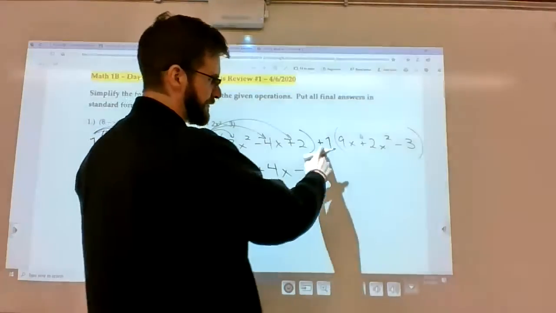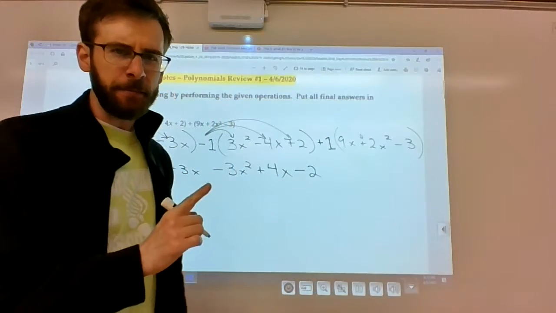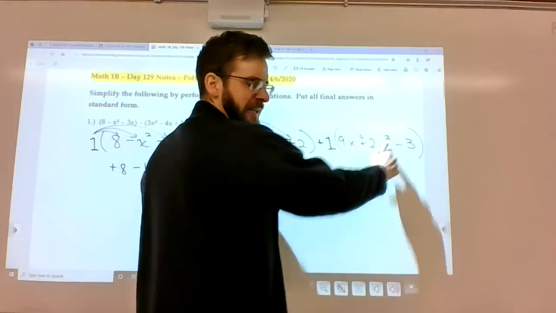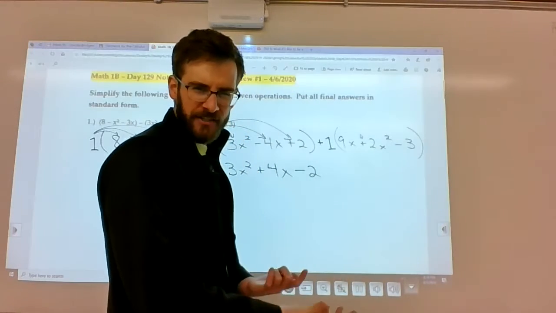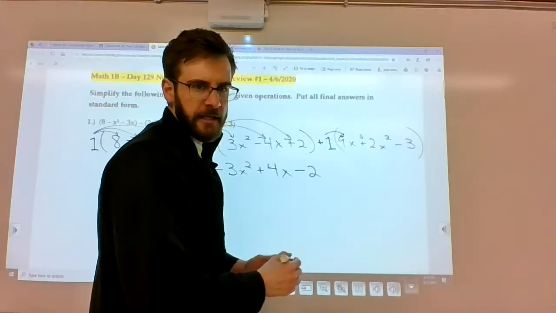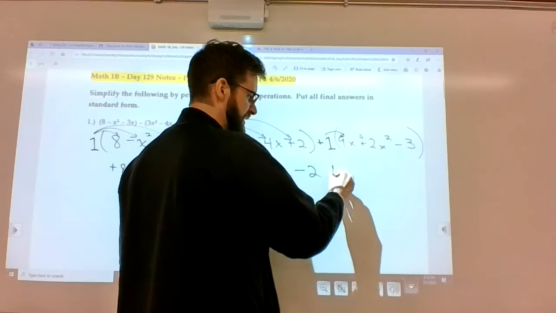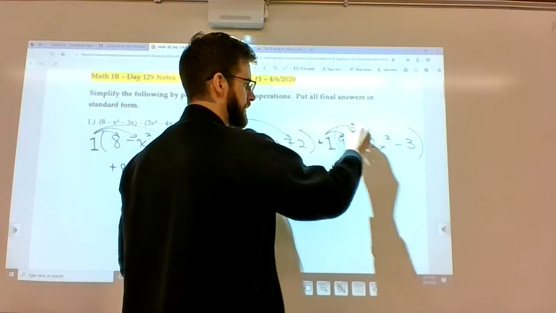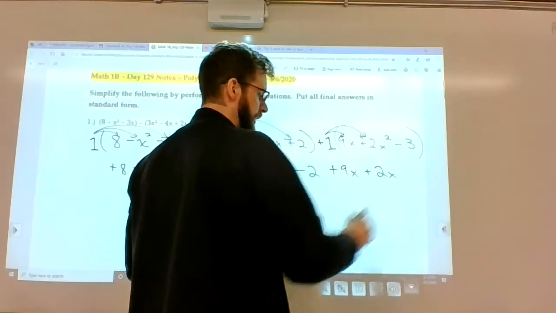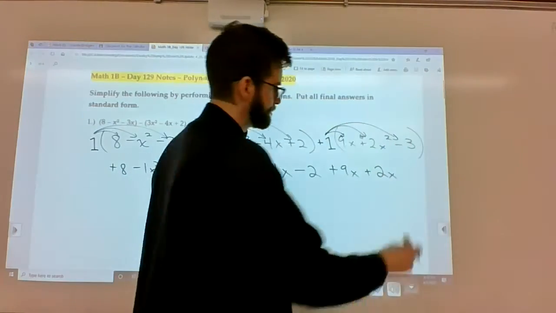And then the last one, if you're multiplying by positive 1, this is actually a misconception. A lot of people think that if you multiply by a positive 1, it changes all the negatives inside to positives, but that's not true at all. Multiplying by 1 means everything else just drops down. So positive 9x, positive times a positive, positive 2x, and then a positive times a negative, still negative.